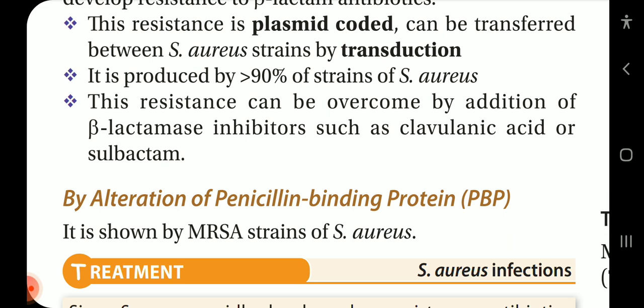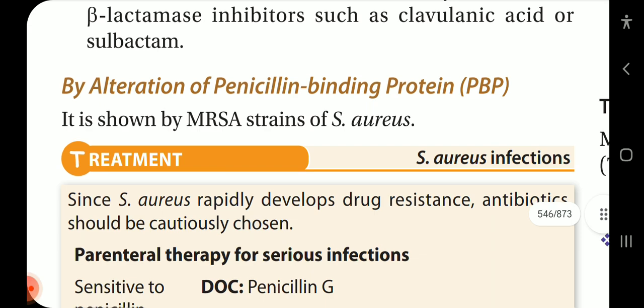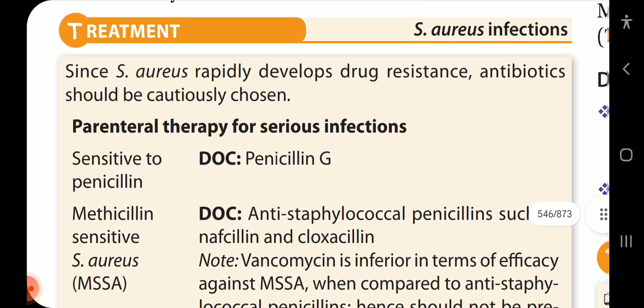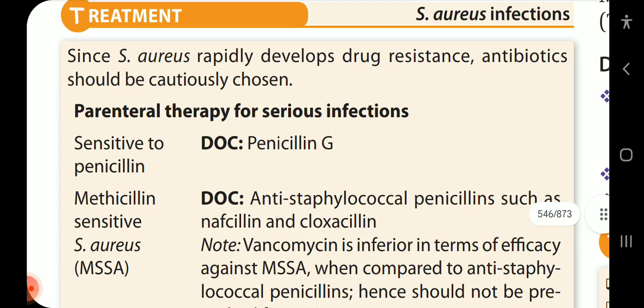The resistance can be overcome by addition of beta-lactamase inhibitors such as clavulanic acid or sulbactam. By alteration of penicillin binding protein PBP, it is shown by MRSA strains of Staph aureus. Now the treatment part of Staph aureus. Since Staph aureus rapidly develops drug resistance, antibiotics should be cautiously chosen.